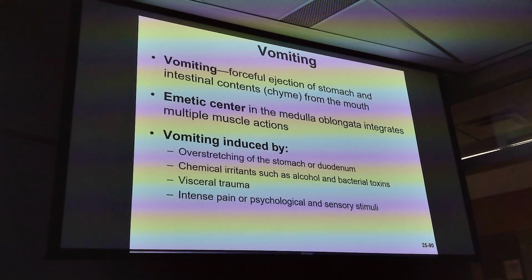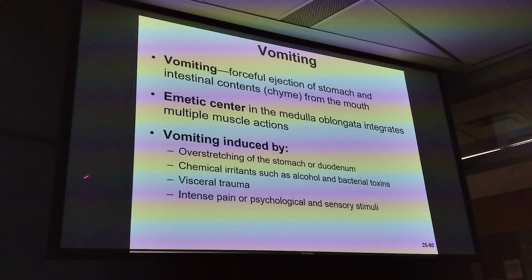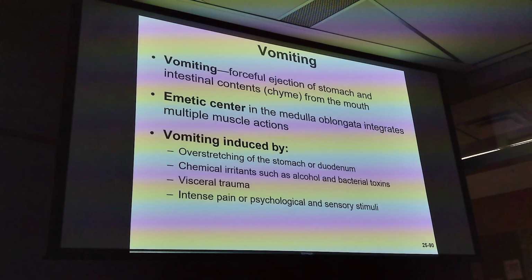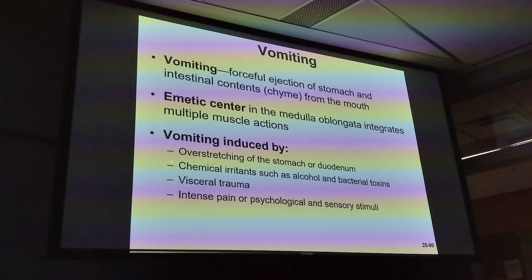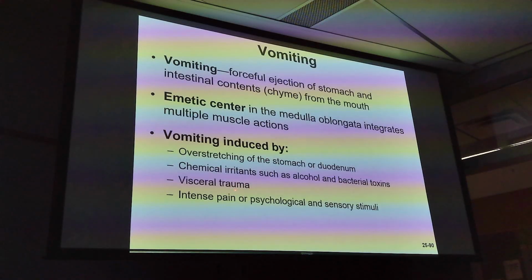When you have vomiting, it's a forceful ejection of the stomach, and sometimes the intestinal contents, the duodenum, the chyme. That's why it comes up, and it kind of burns when you vomit. Got acid in there, okay? Vomiting is induced, in some cases, by overstretching the stomach or the first part of the small intestine, some chemical irritants, some kind of visceral trauma, okay?